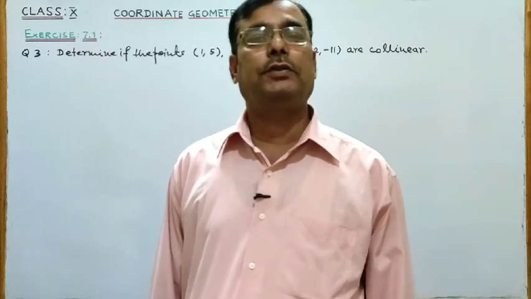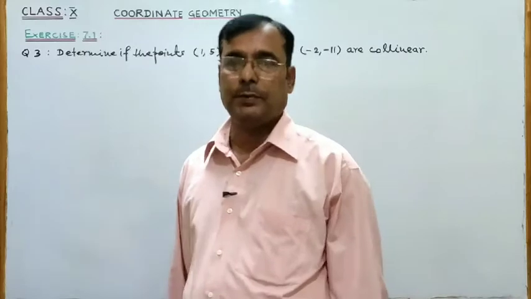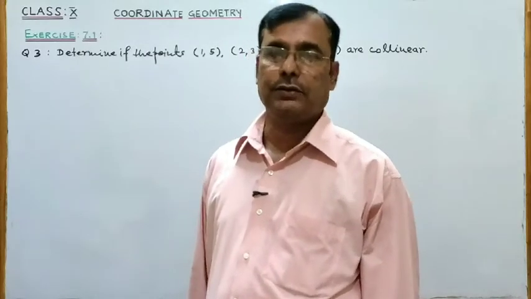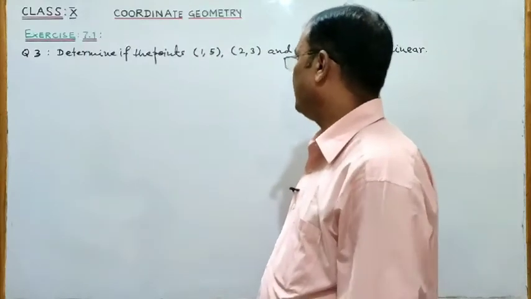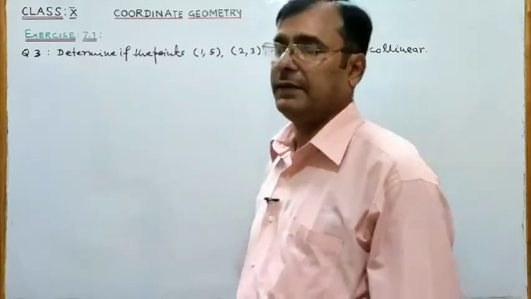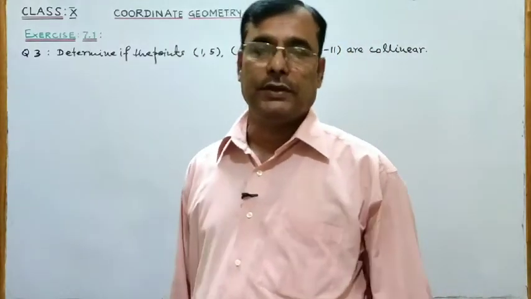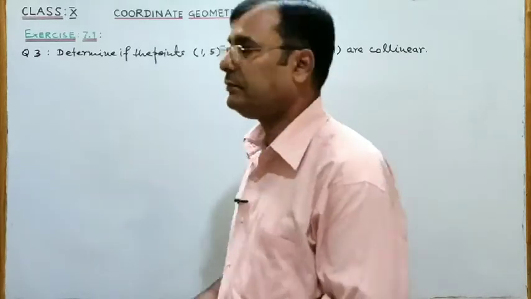Exercise 7.1, question number 3. Determine if the three given points are collinear in this question or not. We are given 3 points (1, 5), (2, 3) and (-2, -11), and we have to determine whether these 3 points are collinear or not.